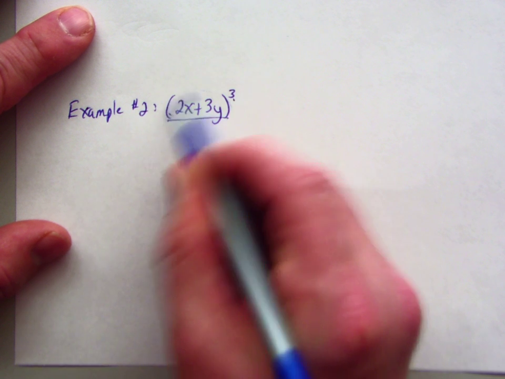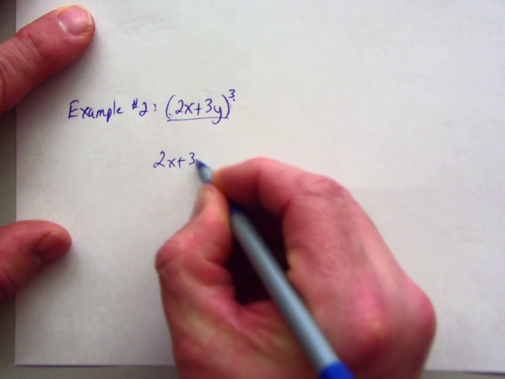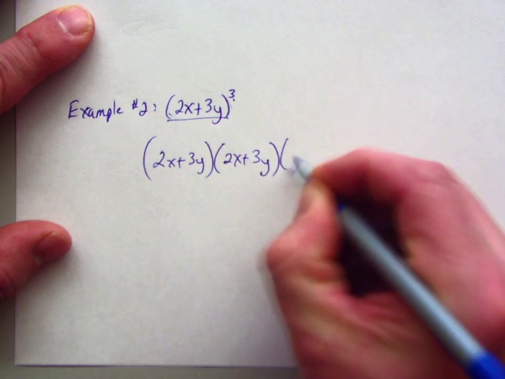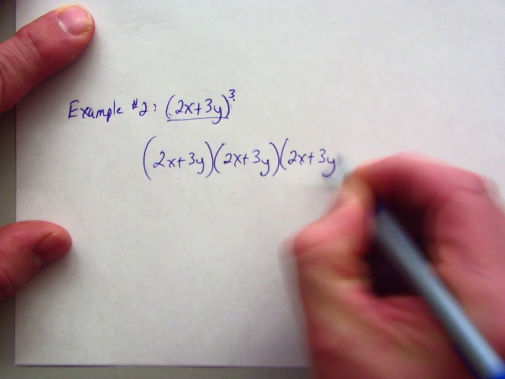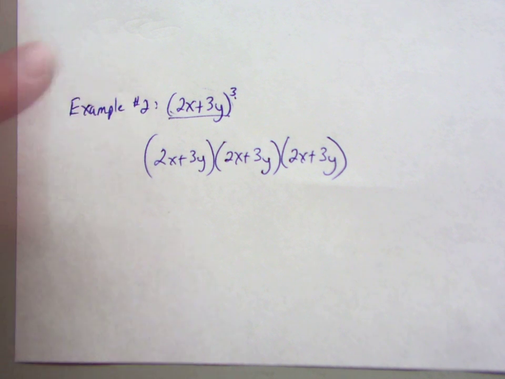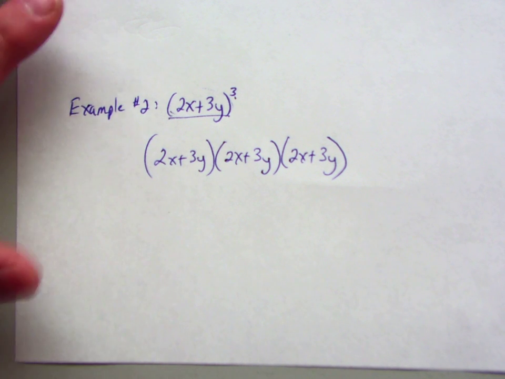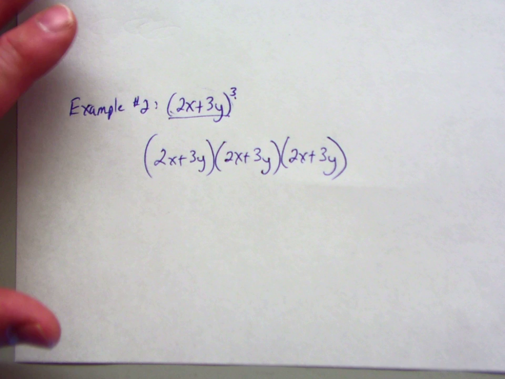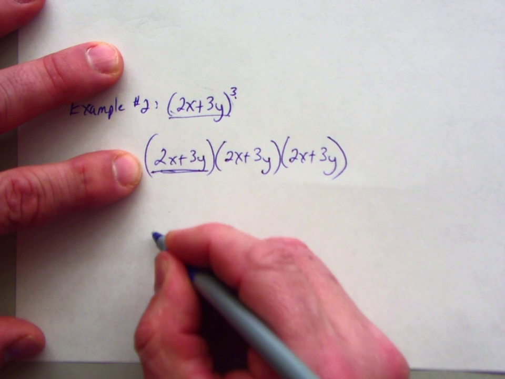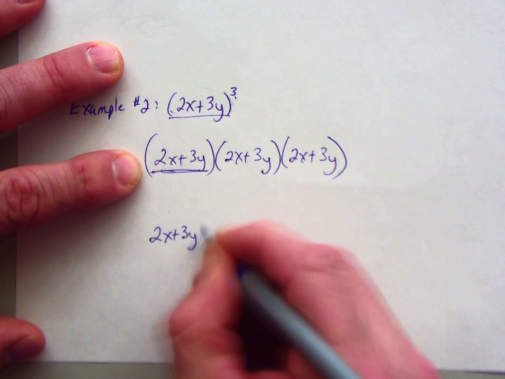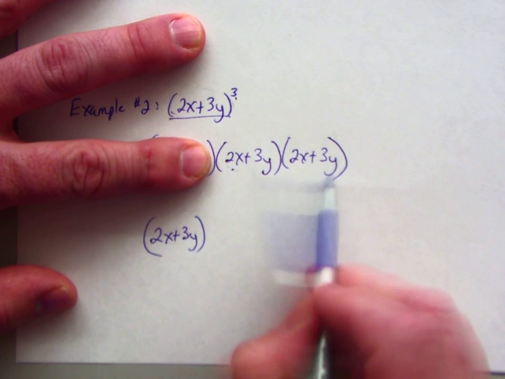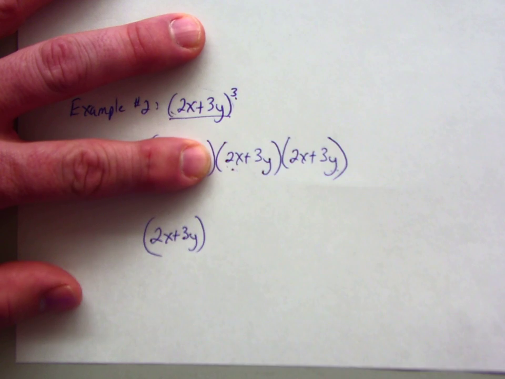Alright, so here I have something to the third power. So that means I'm going to take this base, 2x plus 3y, and write it 3 times. Alright, so that is what we are doing. It's just like the last example I did in the last video. As I told you before, I like to keep the first group, and then I cover that up, and I'm going to FOIL this like I did in the previous problem.